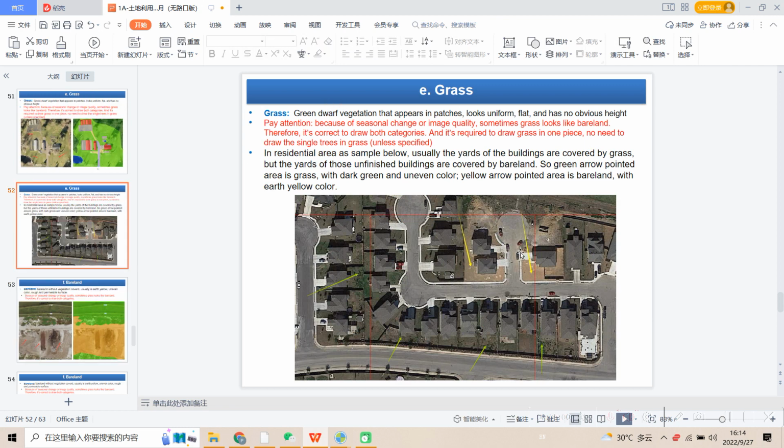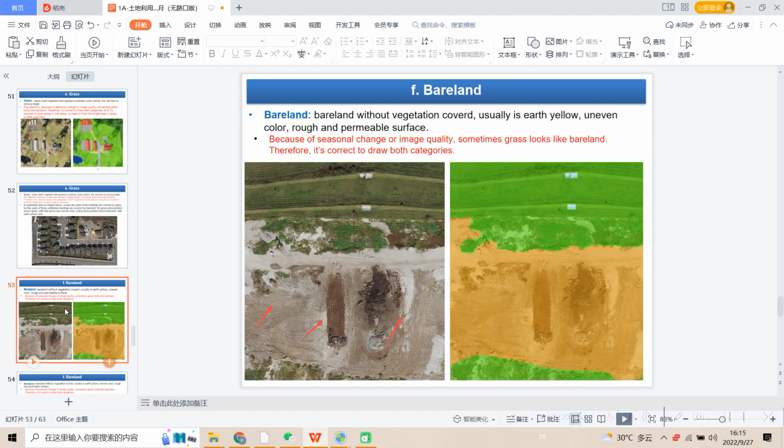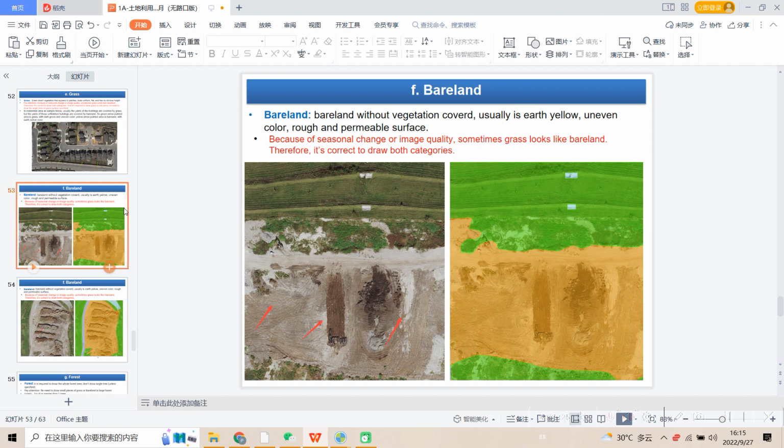Then, as we can see here, in this residential area, the yards of the buildings are usually covered by grass, but the yards of those unfinished buildings are covered by bare land. So the green arrow pointed area is grass with dark green and uneven color, and the yellow arrow pointed area is bare land with earth yellow color. And then is a category of bare land.